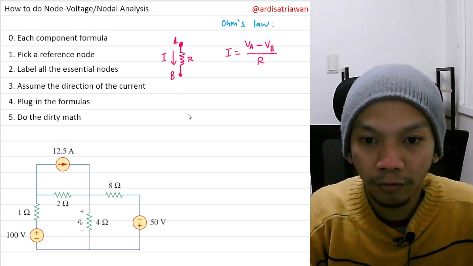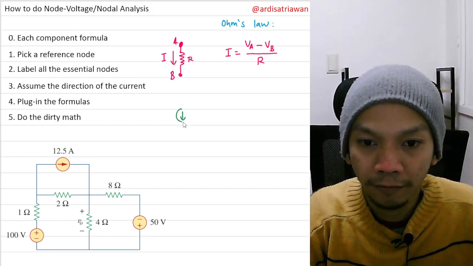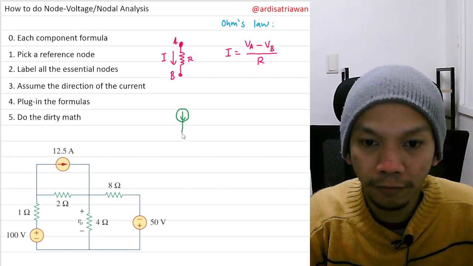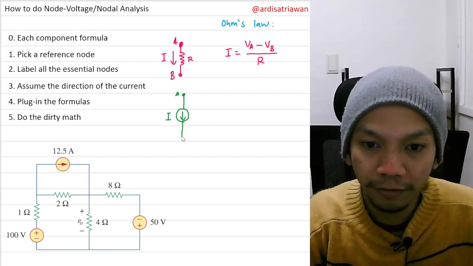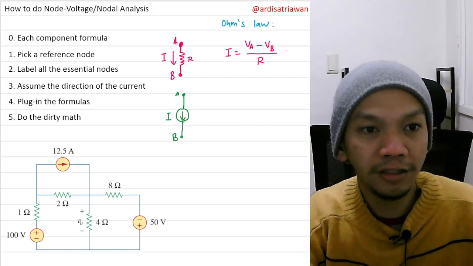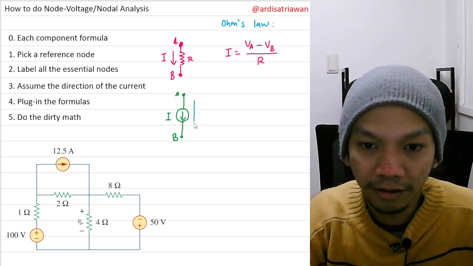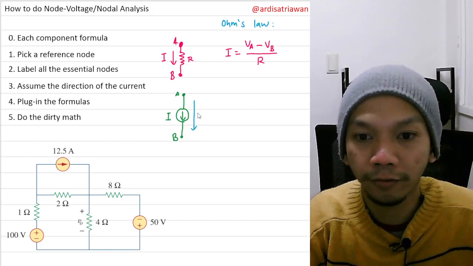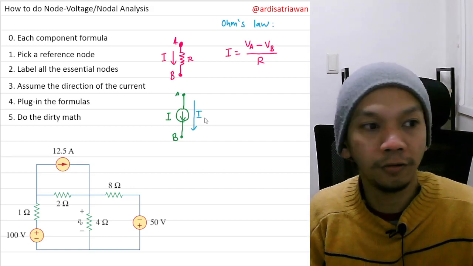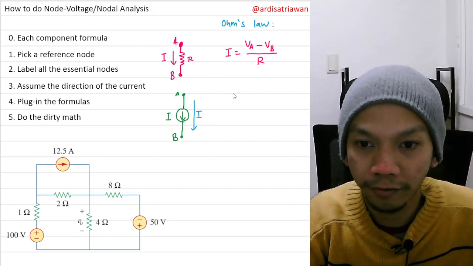So let's see if we have a current source like this with the value of, let's say, I, and then maybe the voltage here is A and the voltage here is B. The only thing that we know from this current source is the current here. So the current here will be the same as this value of I. So this will be I here. So this is the current source, and another source that we need to know is a voltage source.